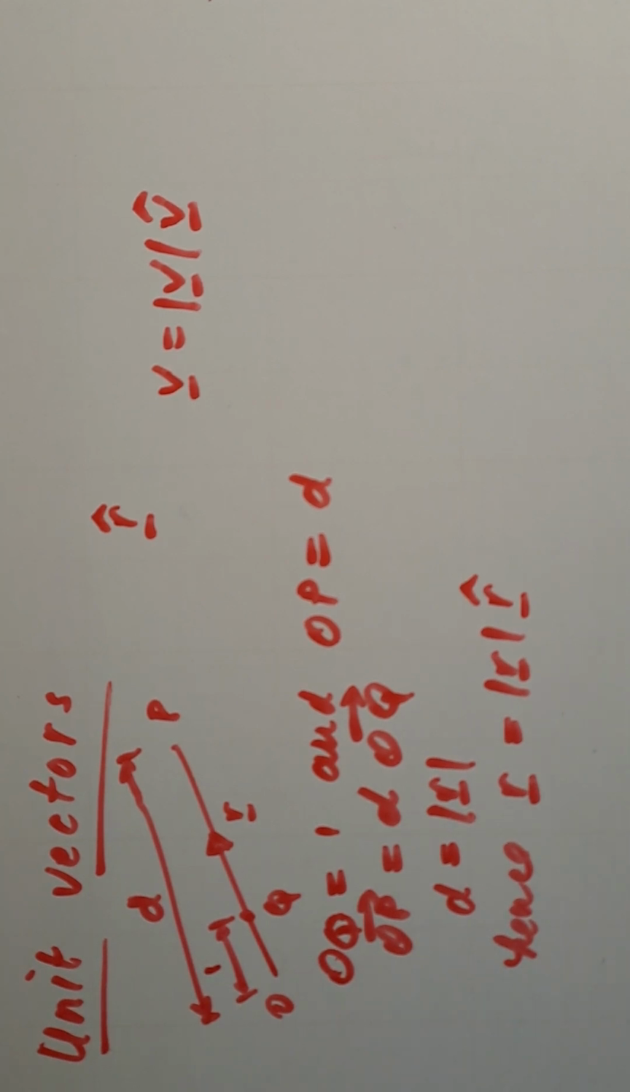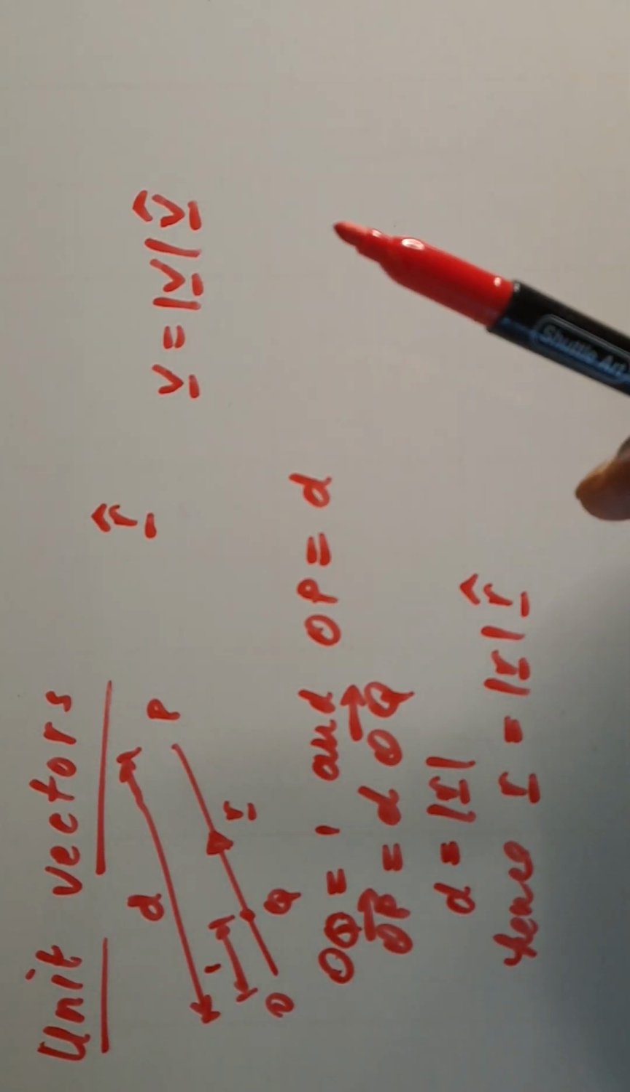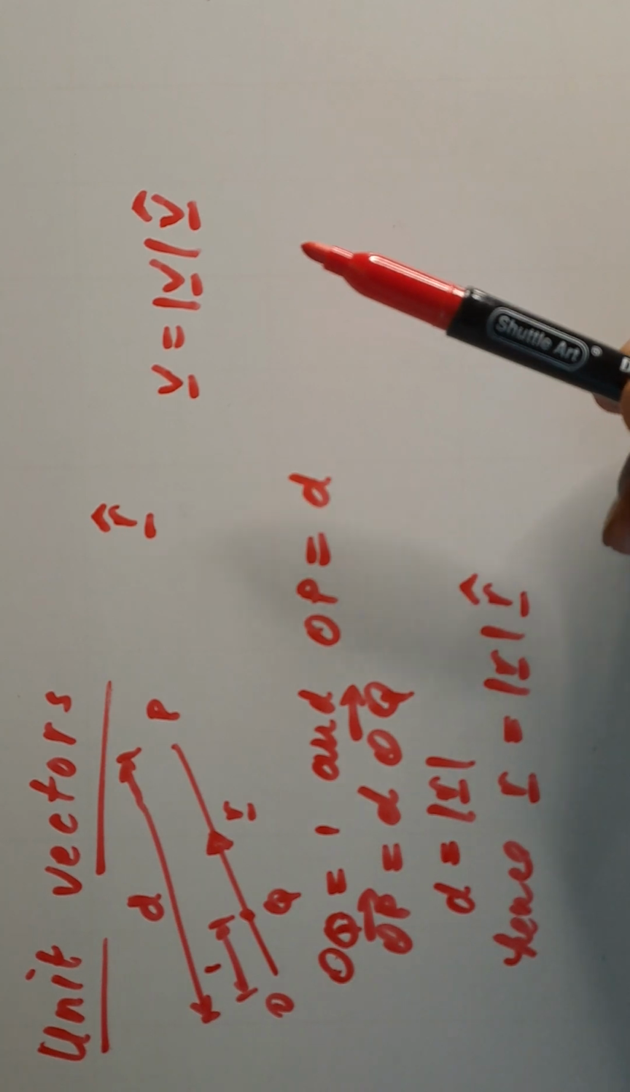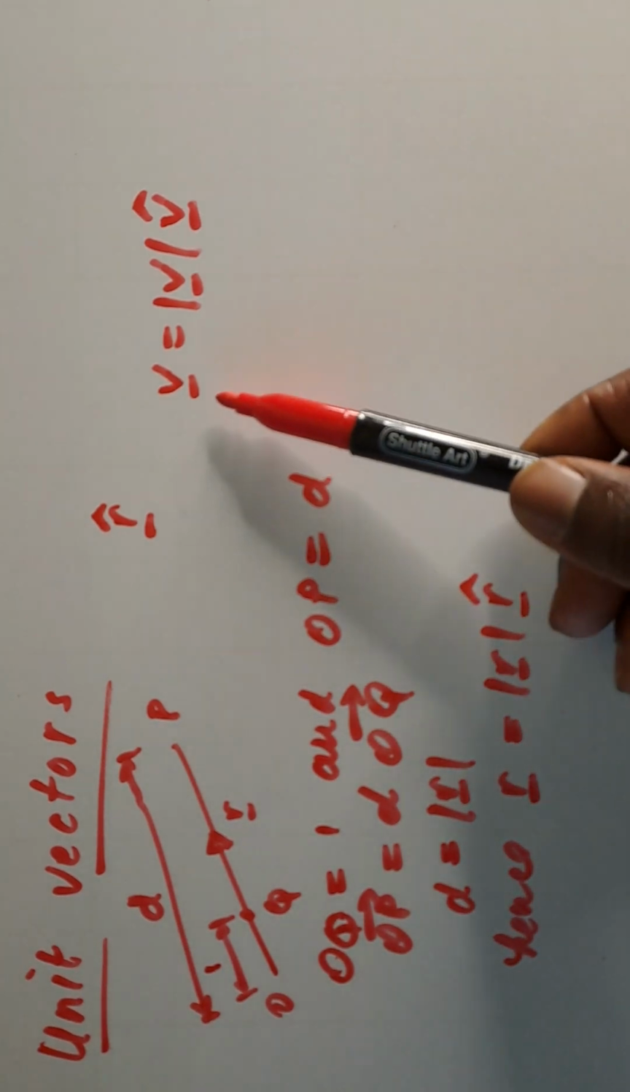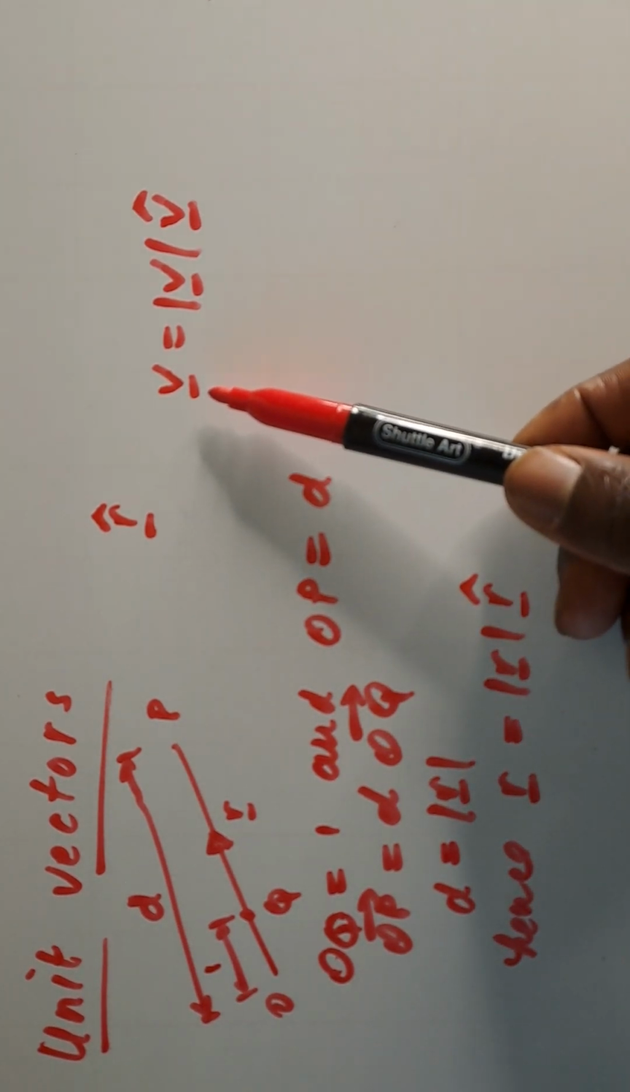So given the magnitude and a unit vector in the same direction, we can actually determine what that vector is.